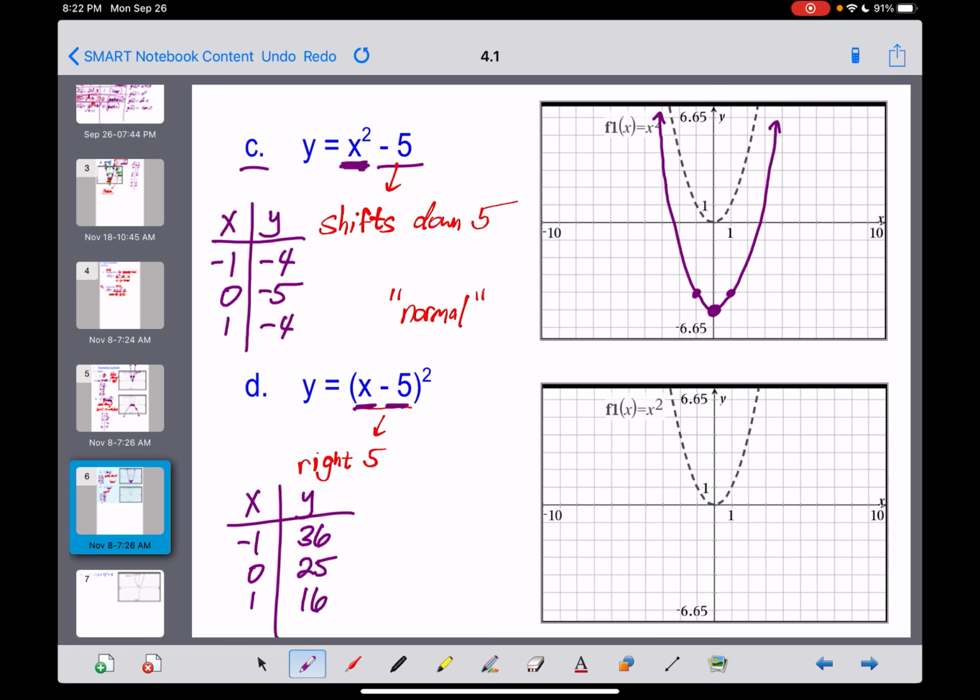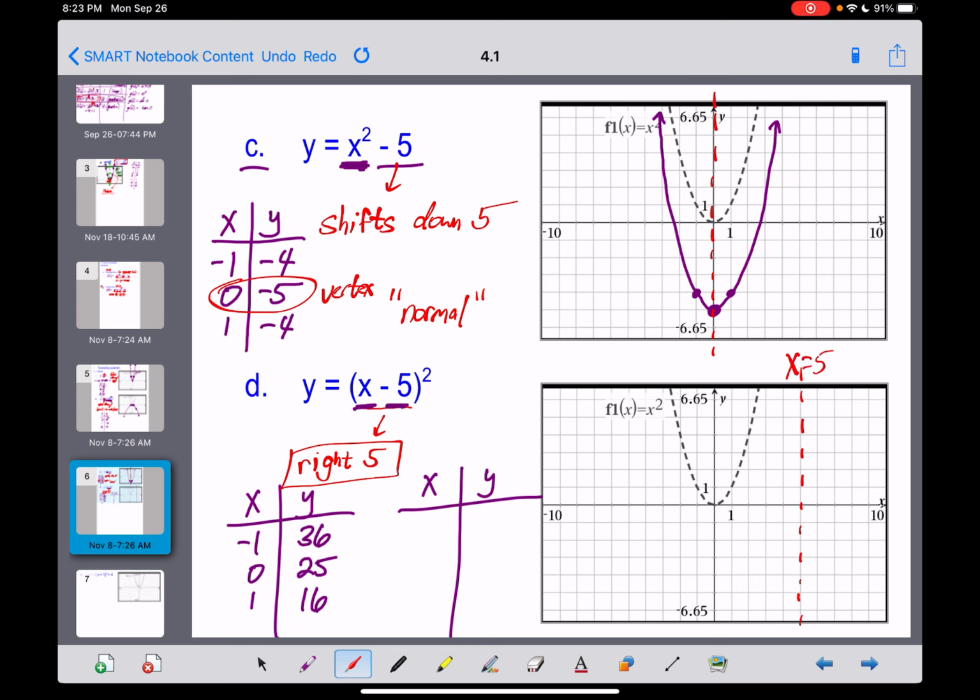Okay, so these values are correct, but maybe we should have been a little bit smarter about the x values that we're putting in. All of our graphs so far have been symmetric right down the y-axis. This point has been the vertex at 0, negative 5 in that case. However, since we're now shifting right 5 units, I have a hunch that my axis of symmetry is actually right over here at the line x equals 5.